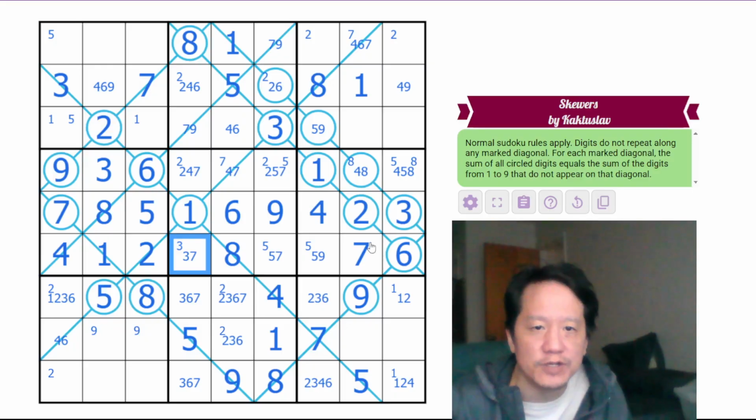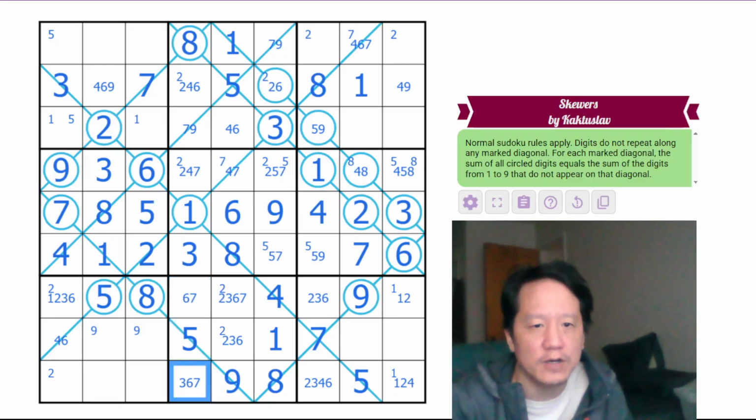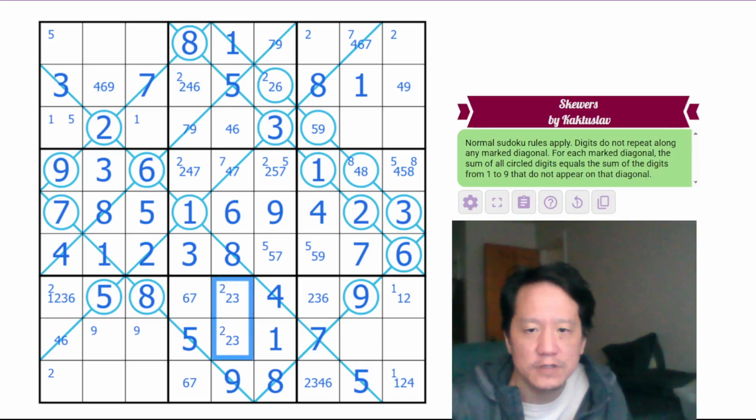And where's 3? The only place 3 could have been was these two, and this can't be 3, so this is 3 here. Which eliminates 3 in the rest of the column, so this becomes a 6-7 pair, which eliminates 6 and 7 in the rest of the column and the rest of the box.